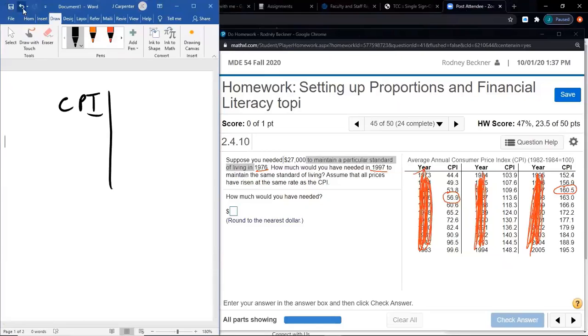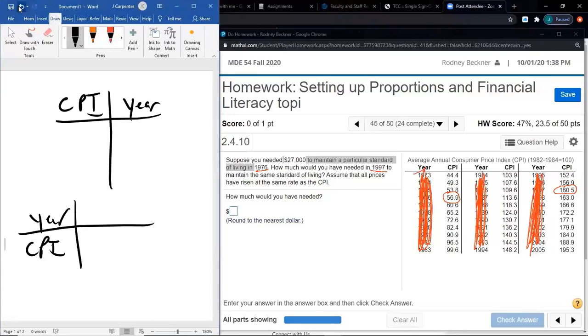And then another column for the year. Does the year column have to go to the right of CPI? No, I could swap these. It doesn't matter. You just have to keep the scenarios next to each other or on top of each other. I could also do year this way and CPI this way. Wow, I really want that to be an E, don't I? I could do it this way instead. So this would be a completely different looking table.